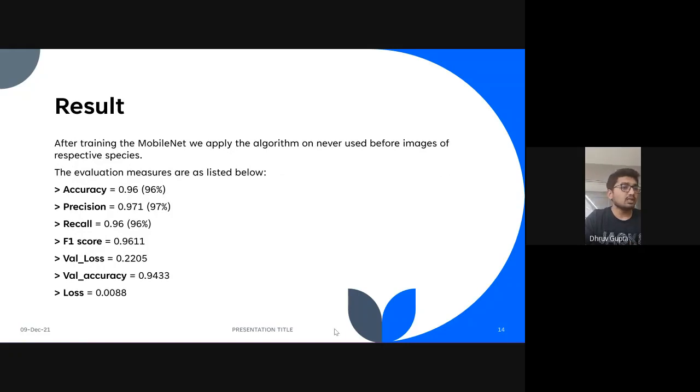After training the MobileNet, we applied the algorithm on never-used-before images of the respective species. The evaluation measures are as listed below. We got an accuracy of 96%, precision of approximately 97%, a recall of 96%, an F1 score of 0.96, a val loss of 0.22, a val accuracy of 0.94, and a total loss of just 0.008.